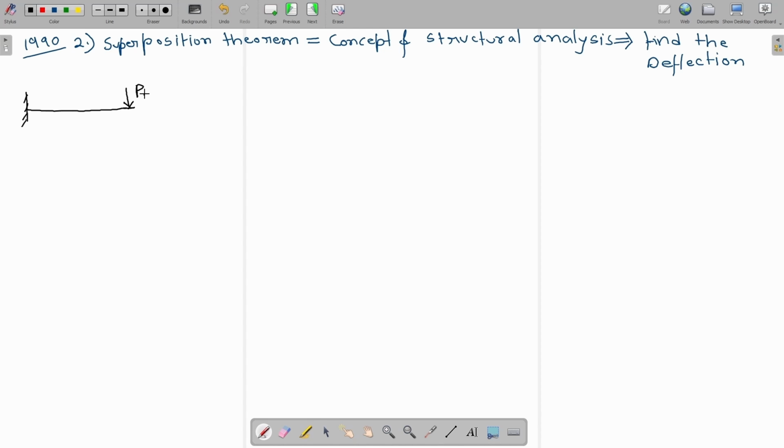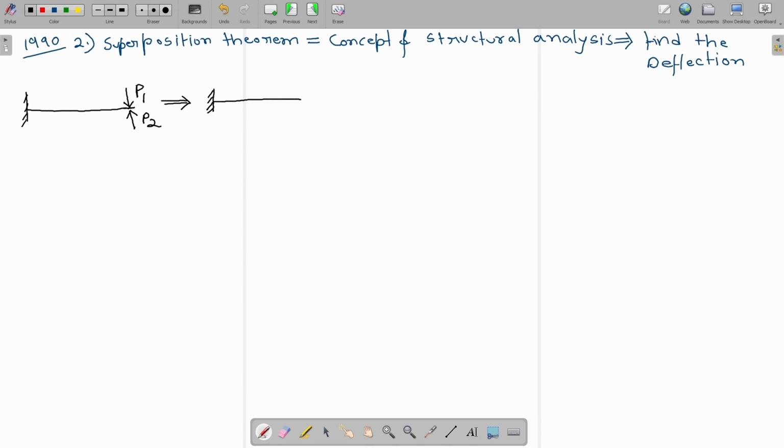Say this load is P1. Another load is acting at the same point but in the upward direction, as P2. Therefore, the superposition theorem states that to find the structural displacement of this beam, that is, the free end of this beam, we are going to take individually all the loads acting at a point.